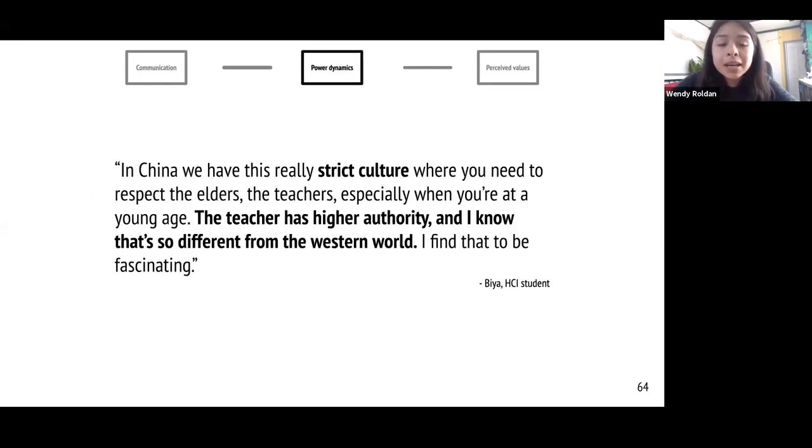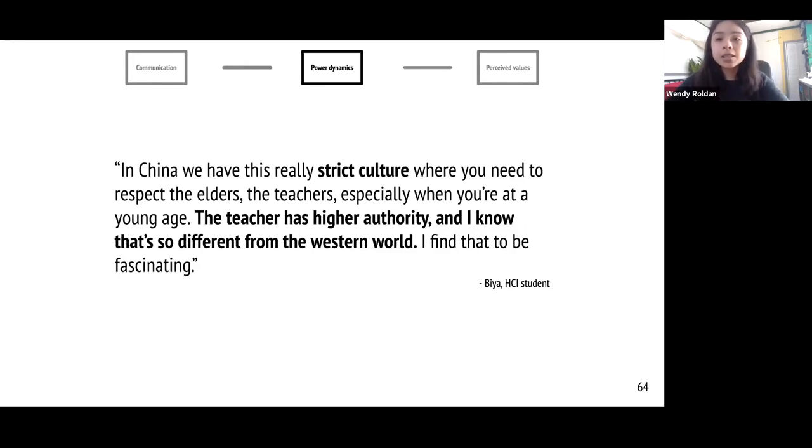So Bia, in her follow-up interview, talked about how in China, we have this really strict culture where you need to respect the elders, the teachers, especially when you're at a young age. The teacher has higher authority, and I know that's so different from the Western world. I find that to be fascinating.